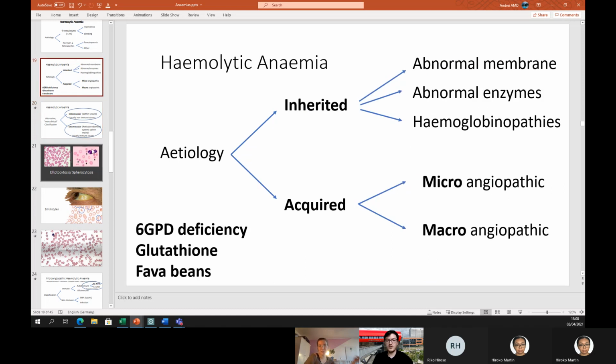Okay, so a question. Yeah. So in macroangiopathic acquired hemolytic anemia, will this be like a progressive worsening of the anemia, or will it be like one day you have a new heart valve and the second you are anemic?